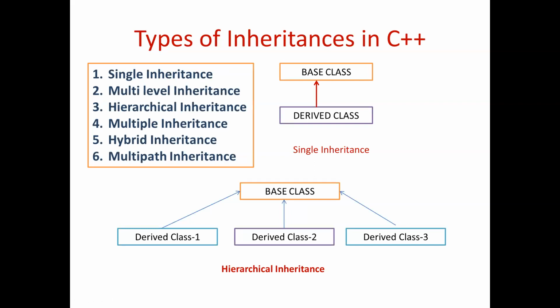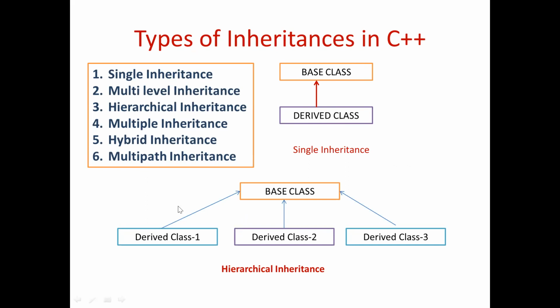The derived class is said to be the child class, or simply the subclass. So coming to single inheritance, we have one parent and one child class. The child class acquires the properties of the parent class in this manner.